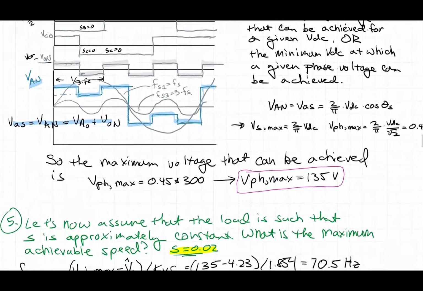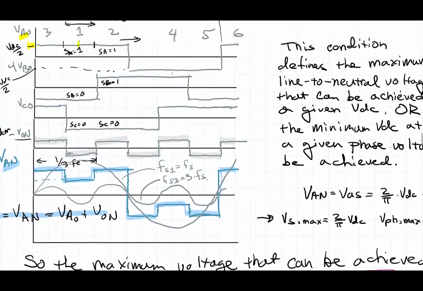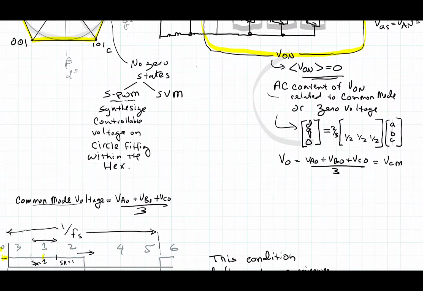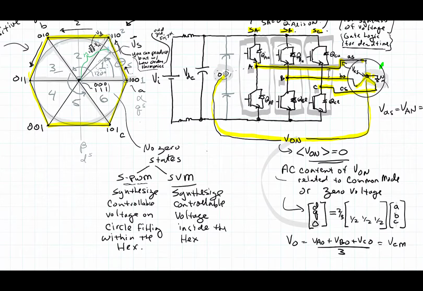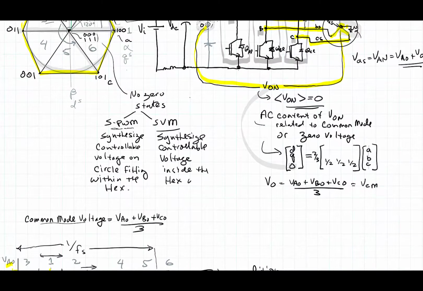Now, what does space vector modulation do for you? Space vector modulation allows you to synthesize a controllable voltage inside of the hex. It doesn't have to be a circle inside the hex. So that means that we can use the full area here and synthesize our voltage, and we do it without any low order harmonic distortion.